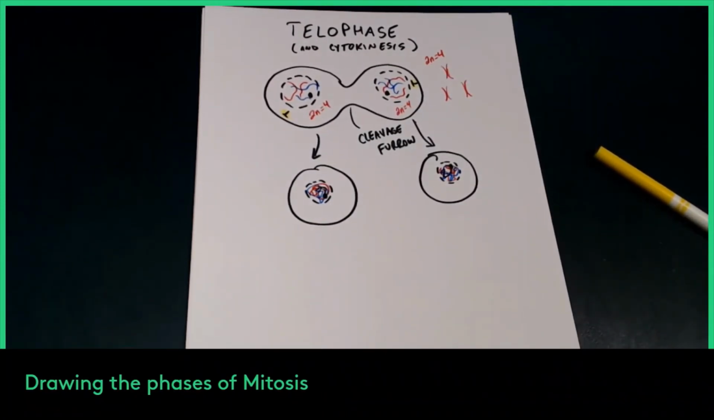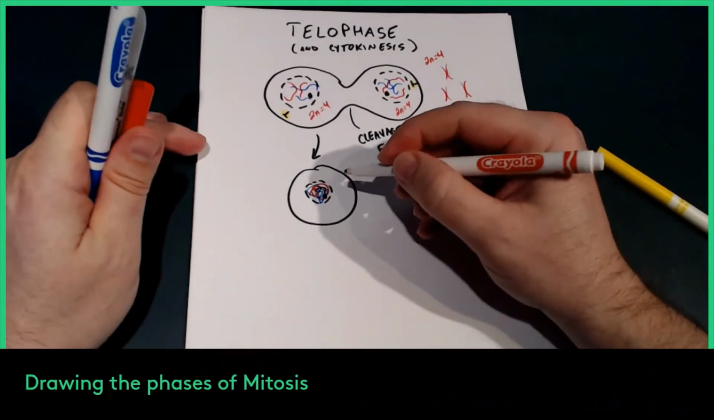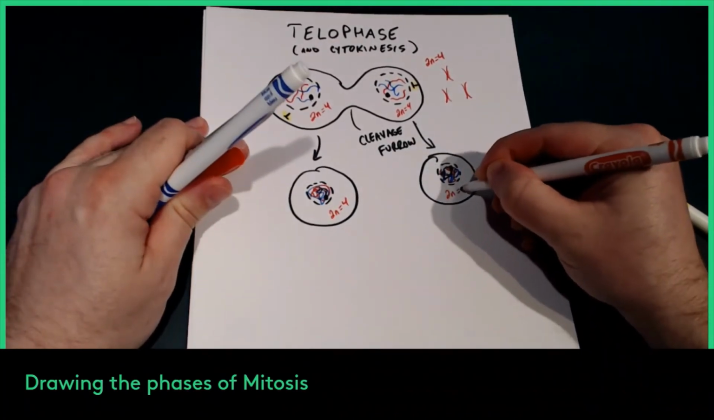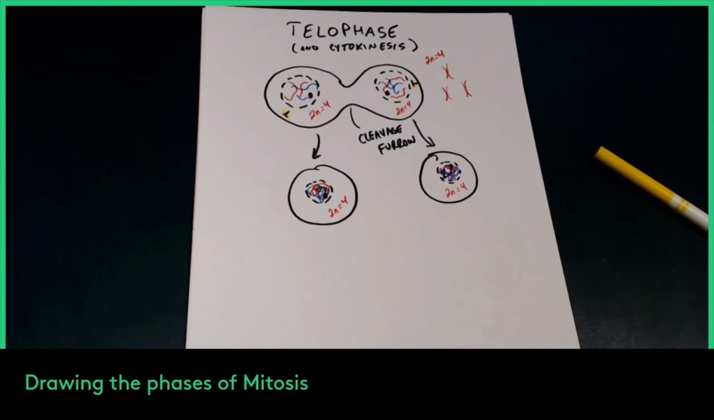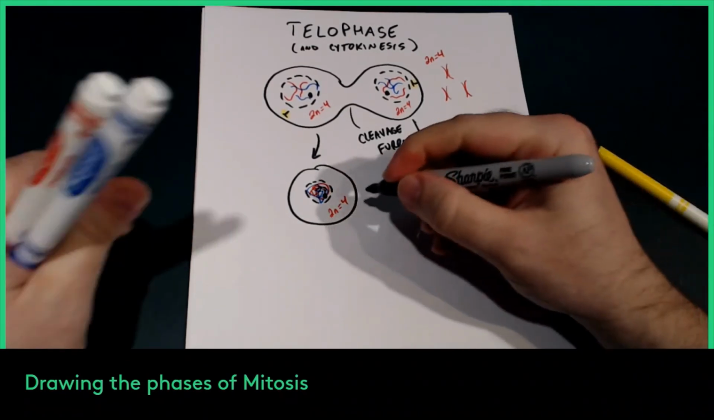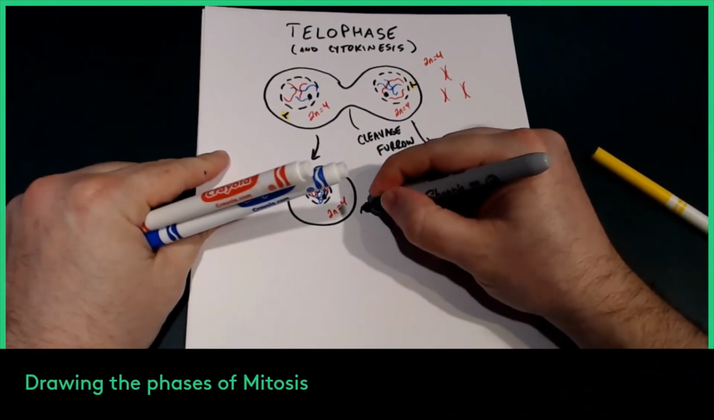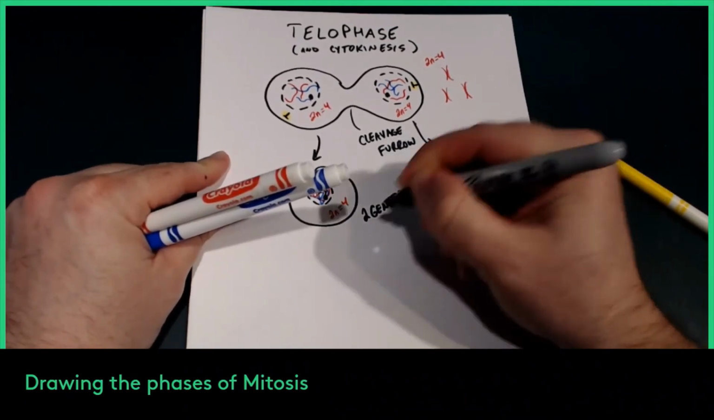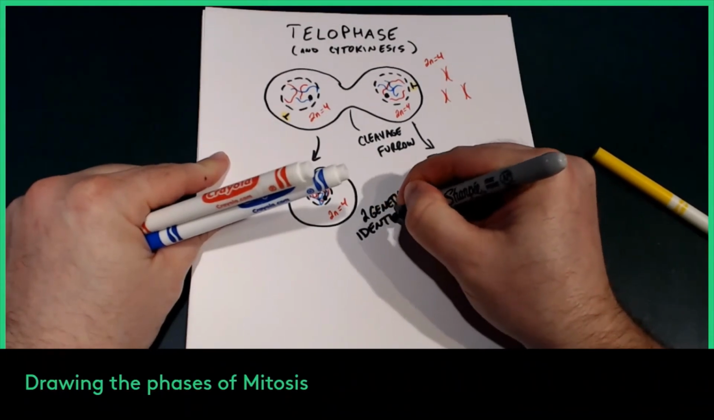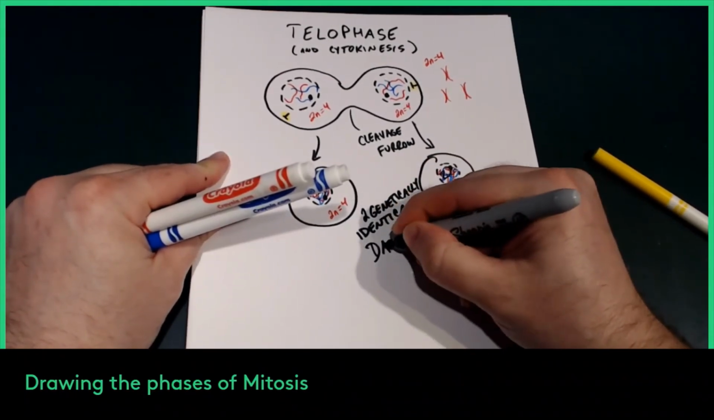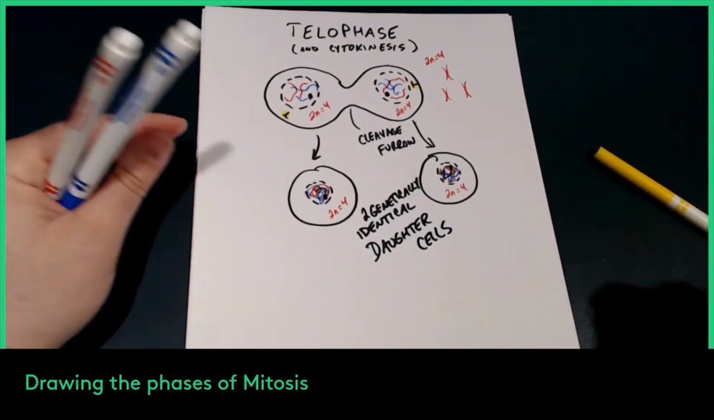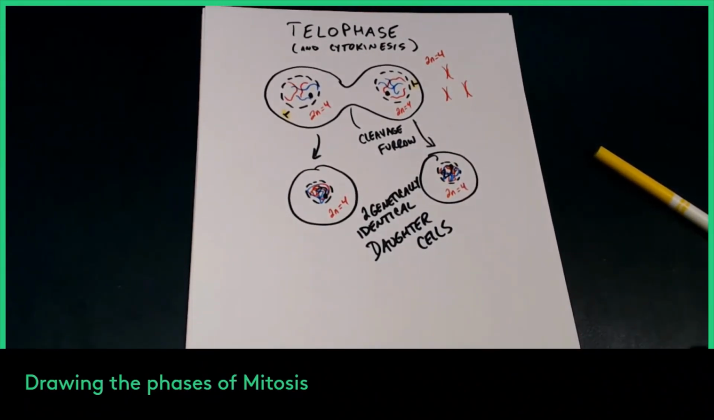Asexual reproduction was mitosis, right? And each of these cells now has 4 chromosomes, just like what we started with, and they are genetically identical. So we've created 2 genetically identical daughter cells. Cool. And what phase are both of these in right now?